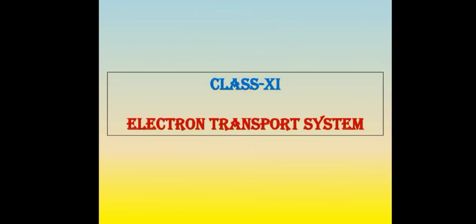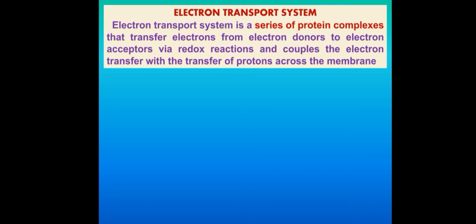In this video, you can watch a very simple explanation for electron transport system, ETS. Electron transport system is a series of protein complexes that transfer electrons from electron donors to electron acceptors via redox reactions and couples the electron transfer with the transfer of protons across the membrane.